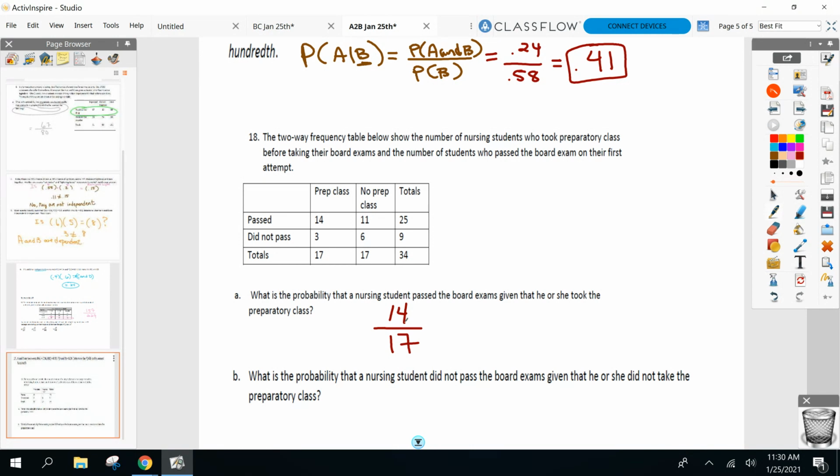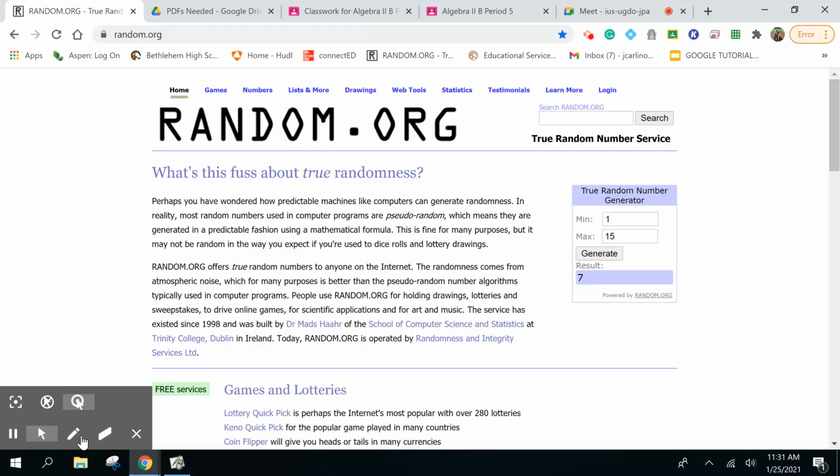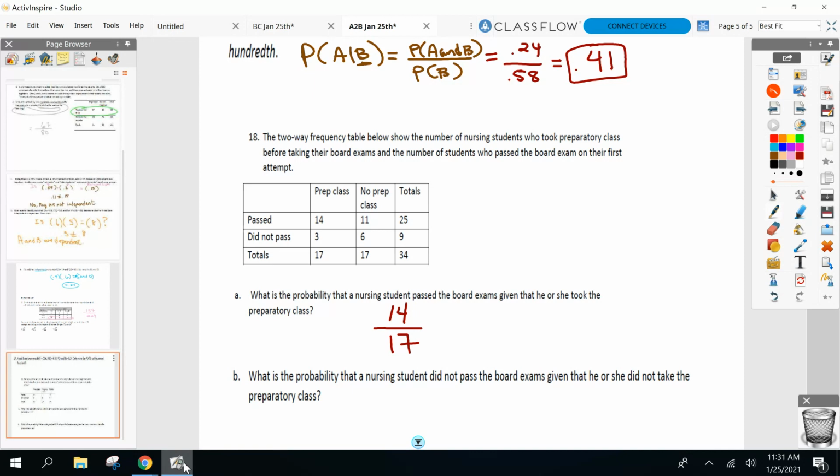And then finish strong here with me. Probability a nursing student did not pass, given that they did not take the class. So did not pass, given they didn't take the class. They did not take the class. All right, how many did not take the class? Sophia, how many did not take the class? 17. Okay, and then out of those 17, Sophia, how many did not pass? 6. There you go. 6 out of 17.